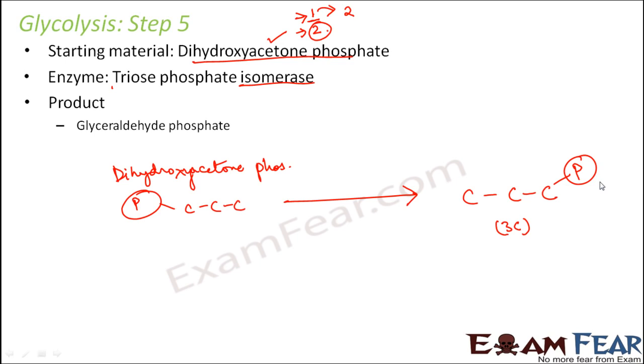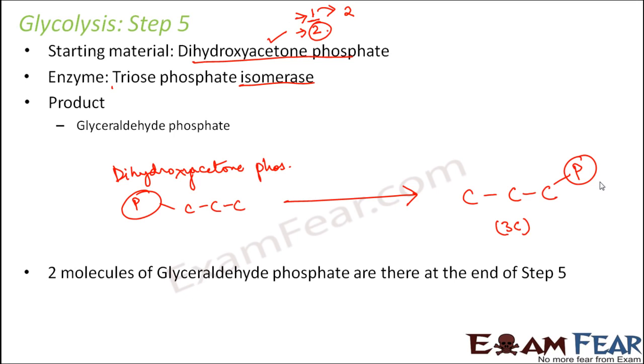So what is the net result of step 4 and 5? The net result of step 4 and 5 is that we get 2 molecules of glyceraldehyde phosphate, right? Please understand this clearly. In step 4, you got one glyceraldehyde phosphate and one dihydroxyacetone phosphate. Both were isomers. Now what we did, we converted dihydroxyacetone phosphate also into glyceraldehyde phosphate. So now we have 2 glyceraldehyde phosphate.